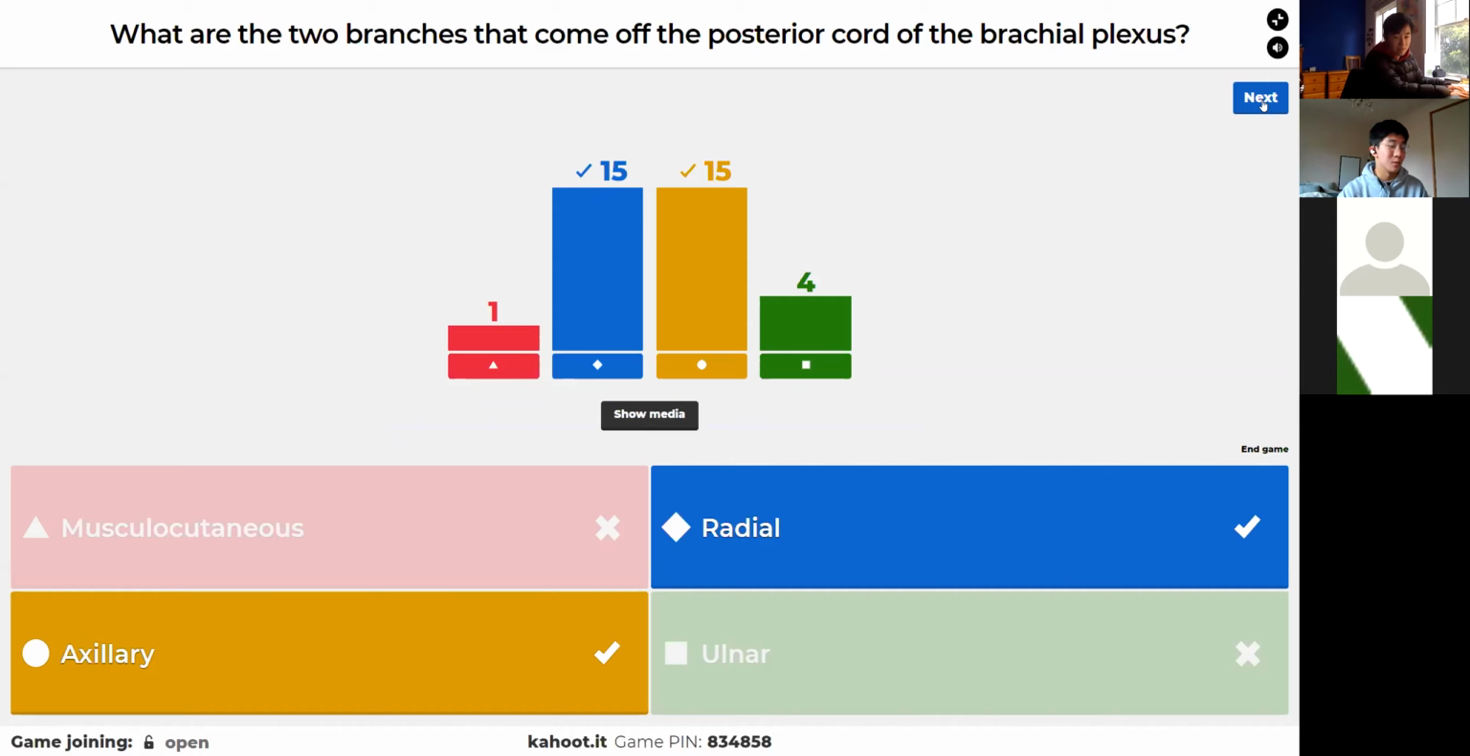So the ulnar comes from the medial cord, and then I'm guessing the musculocutaneous comes from the lateral cord. But don't take that for a fact, just look at the diagram, and then you can follow through the different cords and what nerves they eventually lead to. But good job to everyone who got the radial and axillary nerve.